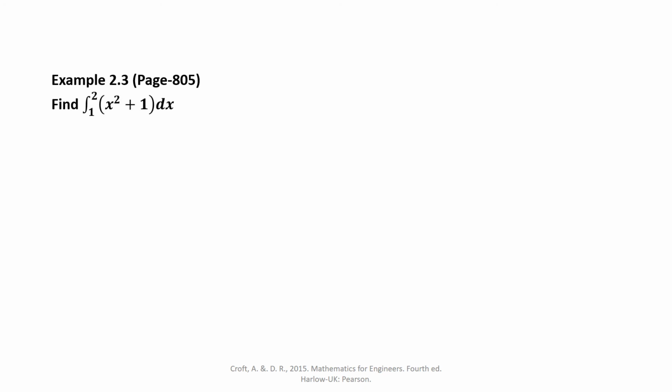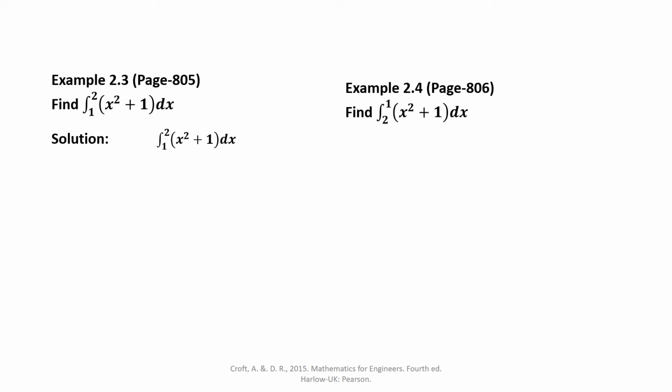Another example, sum, and again sum, but there is a slight difference. The limit is from 1 to 2, and in the second case the limit is 2 to 1. So let's see, do they make any difference? Yes, of course they will make a difference.